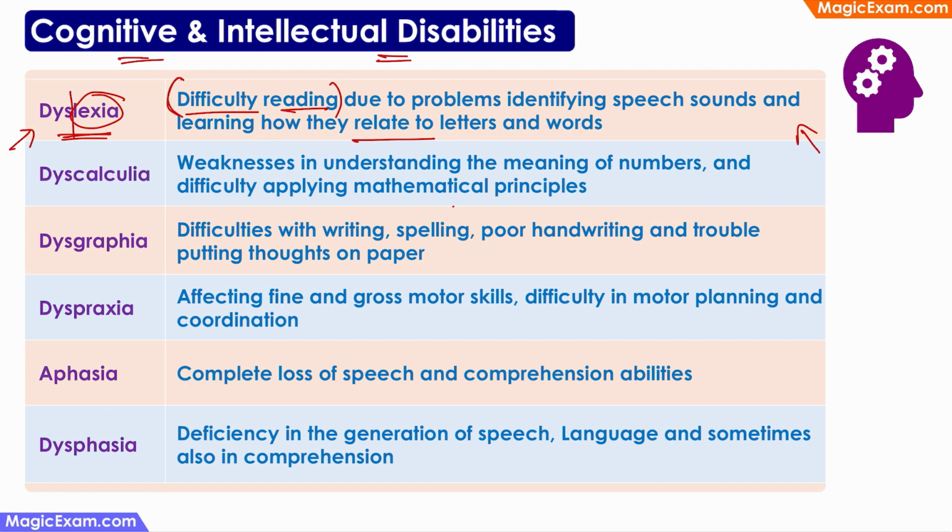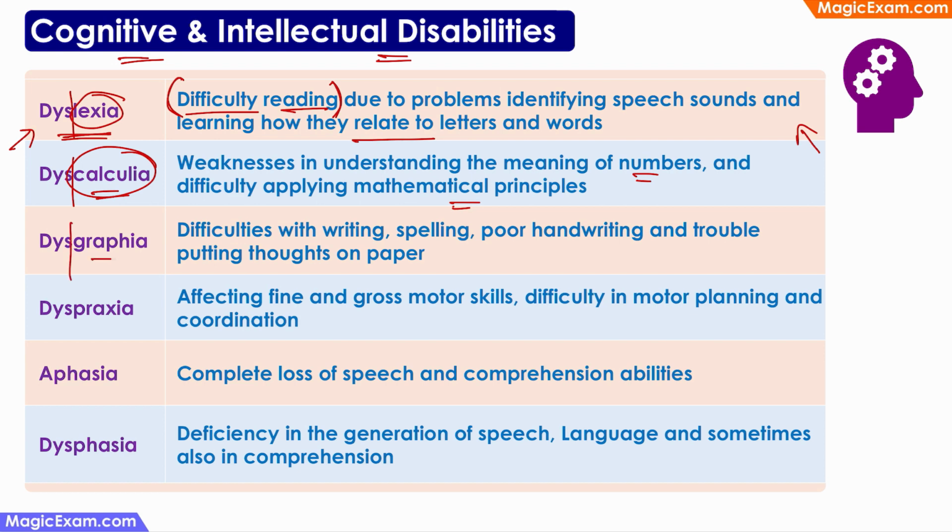So difficulty in reading is dyslexia, and dyscalculia is difficulty in mathematics. It can be difficulty with numbers or difficulty with mathematical principles or processes like addition, subtraction. So dyscalculia. Calculia, you can remember calculator. So dyscalculia means the difficulty with mathematics.